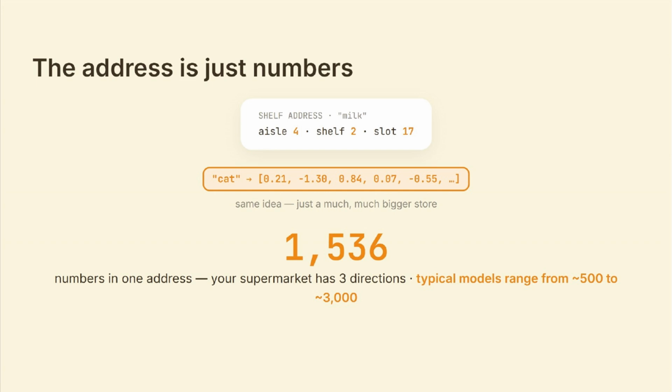Your supermarket has 3 directions, along the aisle, across, and up. These stores have hundreds to thousands of directions of meaning. You can't picture it. Nobody can. The math doesn't care. An embedding is a shelf address written as numbers, nothing more.